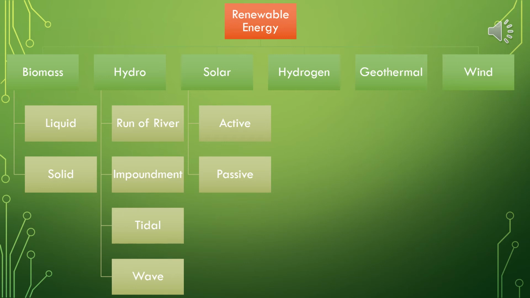The only true renewable resource is biomass. But remember that the perpetuals are often lumped in with that. So here are your major types of renewable energy resources. We're talking about biomass, coming in solid and liquid forms. Hydroelectricity, which can be in the form of a run-of-river, an impoundment dam, or tidal and wave energy. We have solar energy that can be either active or passive, hydrogen, geothermal resources, and wind power.